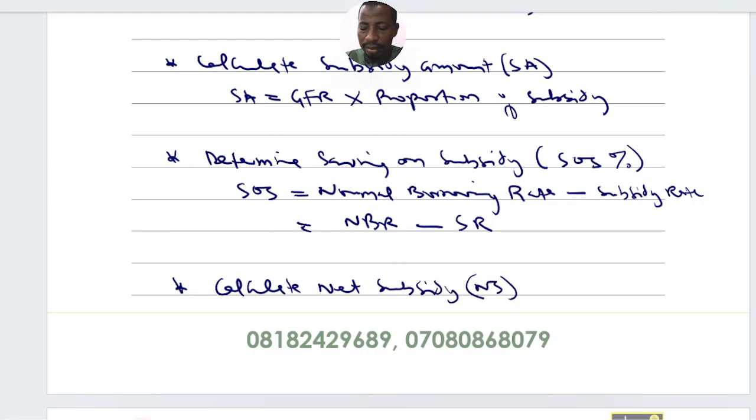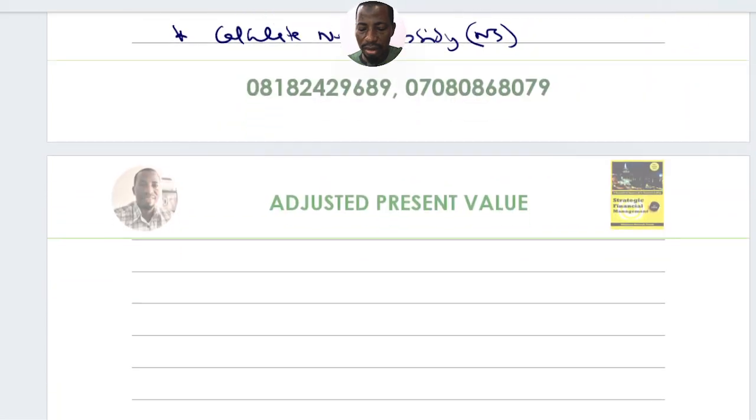How do you calculate net subsidy? Net subsidy is calculated as subsidy amount multiplied by savings on subsidy in percentage multiplied by 1 minus tax. This will give me the net subsidy.